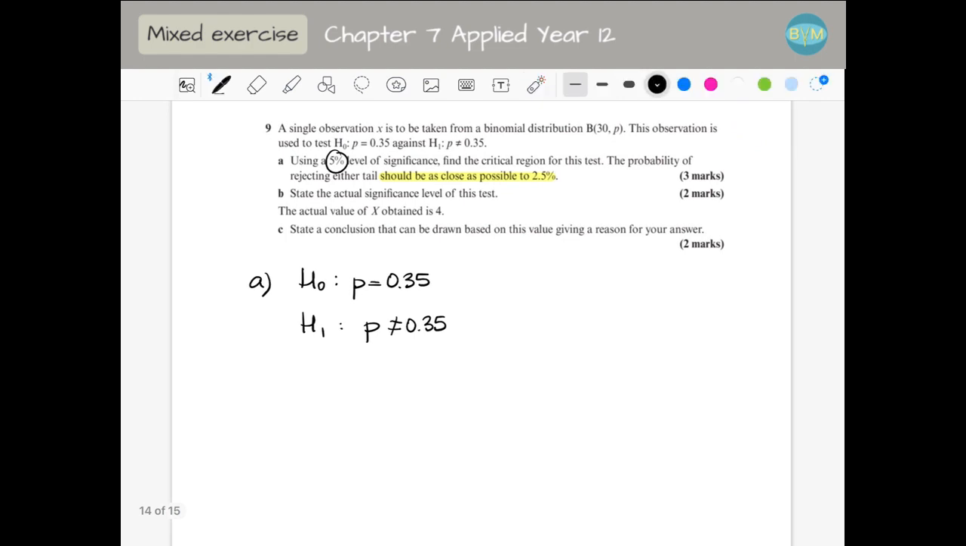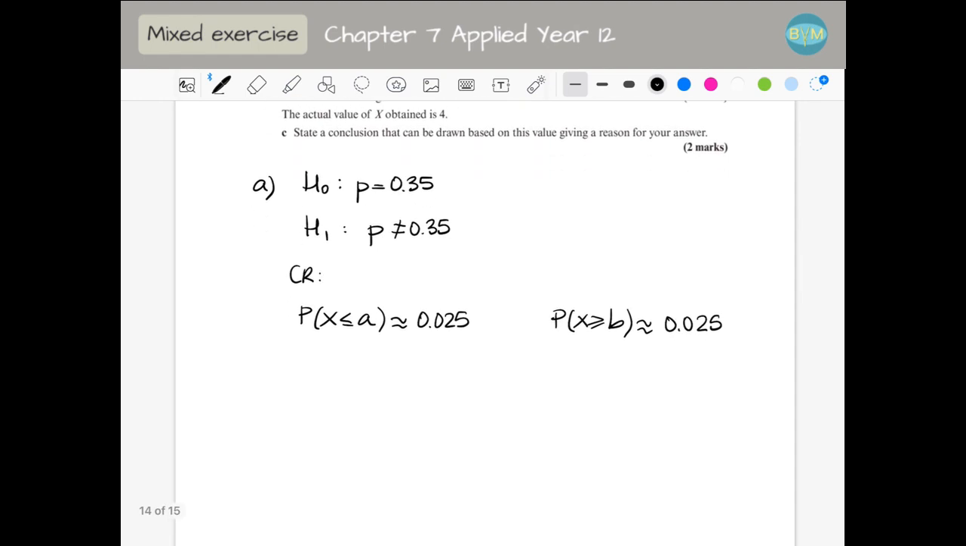So we have two tails, and we have that the probability of x being smaller or equal than a, we have to find this a, must be as close as possible to 0.025. And the other half of the critical region is greater than, so this must also be as close as possible to 0.025. If they don't say that, both of them are going to be smaller than, yeah? How do we do that?